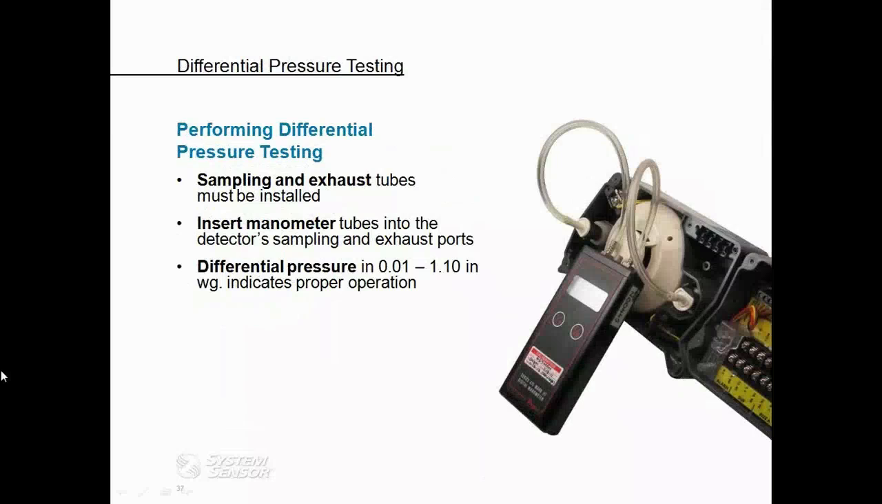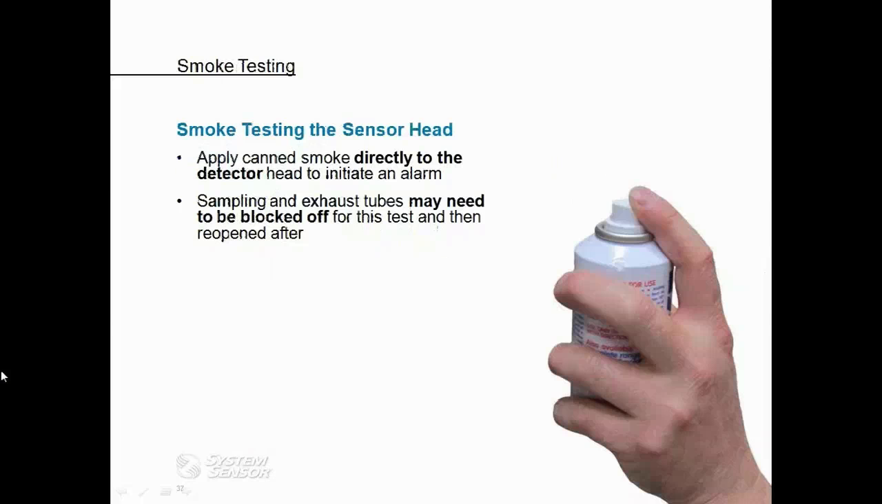The steps in performing differential pressure testing are pretty straightforward. First, ensure that the sampling and exhaust tubes have been installed in the detector housing. Then you want to plug the stoppers with the manometer tubes installed into the exhaust and sampling tube ports. Then you just run the test following the instructions that come with the device. They're very simple. Once the test is complete, the manometer will provide a readout that should be between 0.01 and 1.1 inches of water if your detector is functioning properly and has that proper airflow.